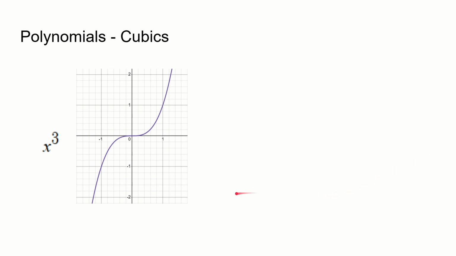First, cubics. The most basic cubic is just x to the third, which looks like this. It differs from quadratics because, first of all, it is an odd degree polynomial. So its two limits as x goes to positive and negative infinity go in opposite directions.